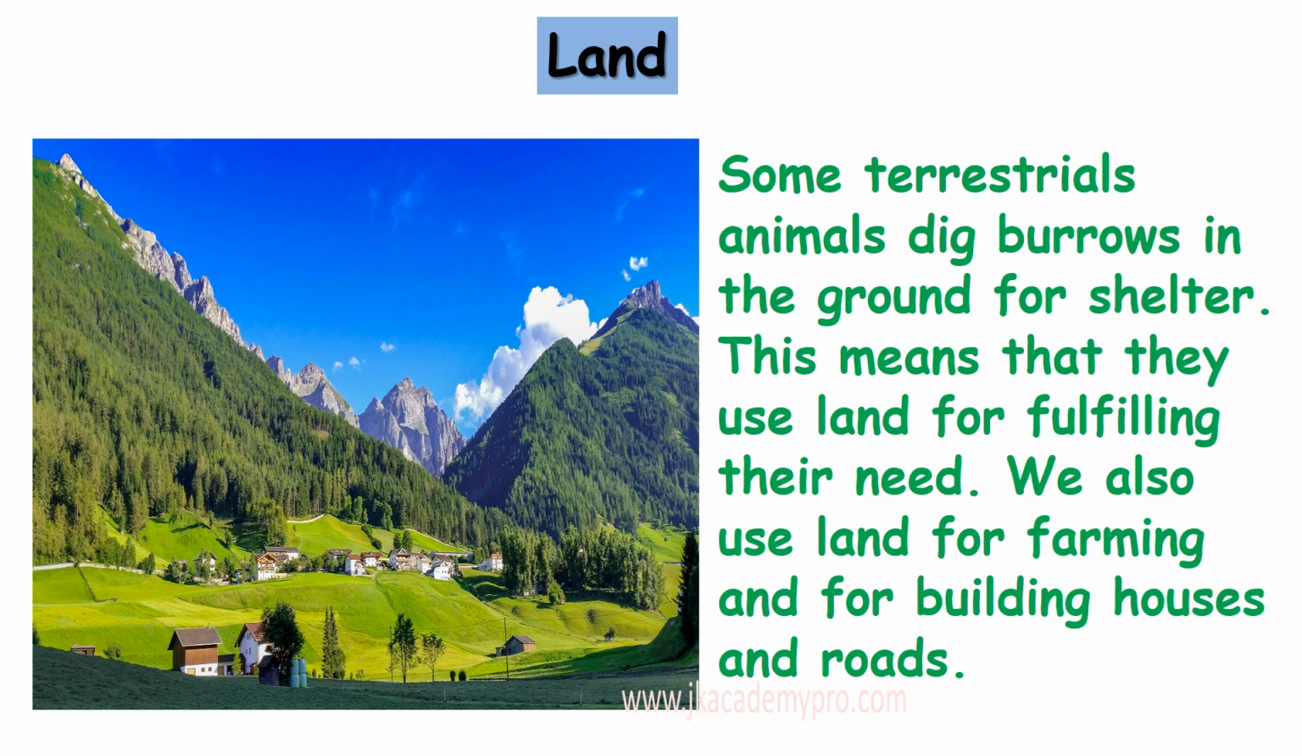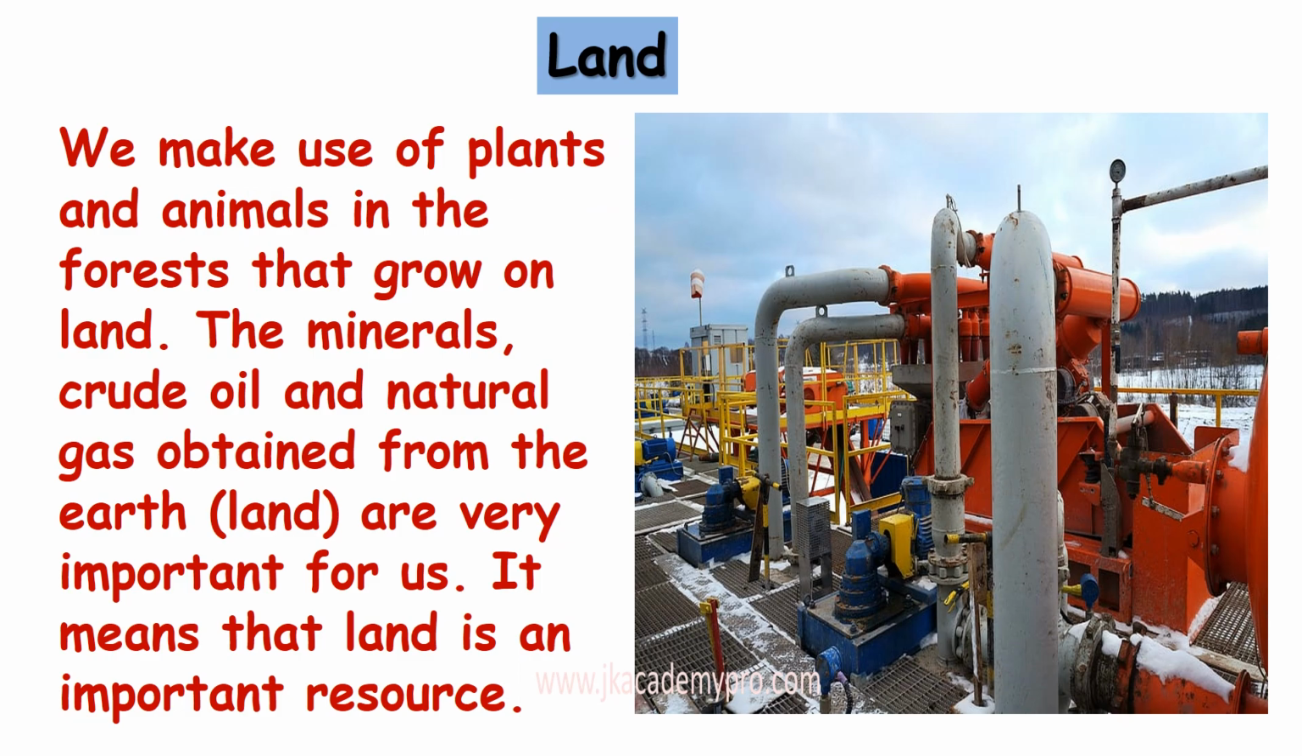Now, we human beings also use land. We also use land for farming and for building houses and roads. In what other ways is land useful to us? We make use of plants and animals in the forests that grow on the land. Then the minerals, crude oil, and natural gas obtained from the earth, that is from the land, are very important to us. So, all this tells us that land is a very important natural resource.